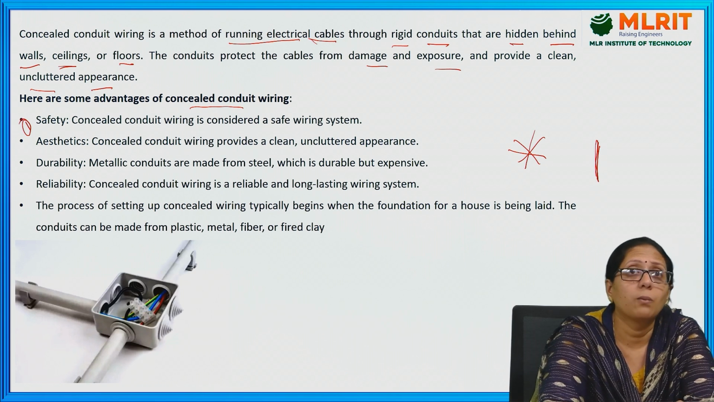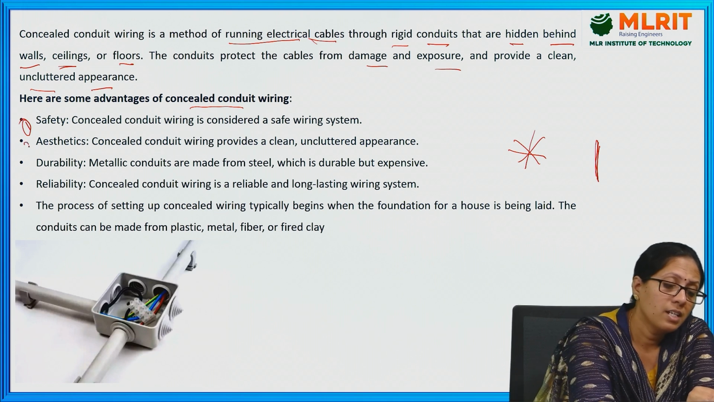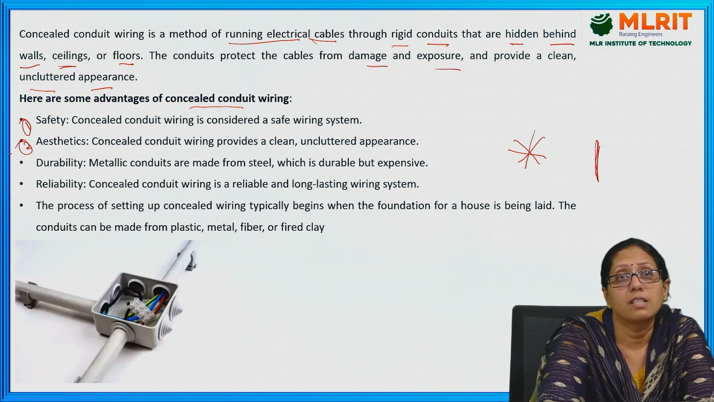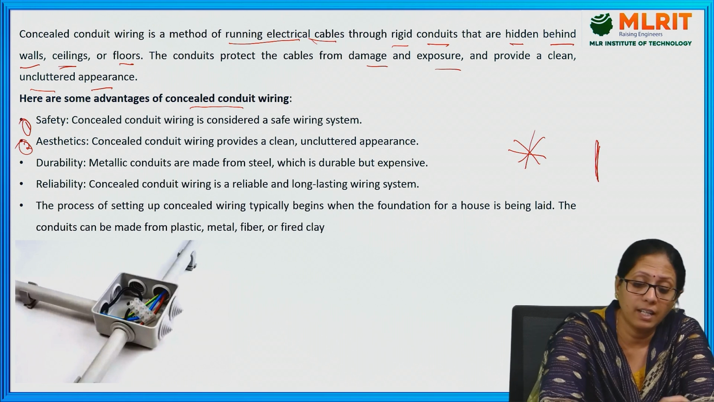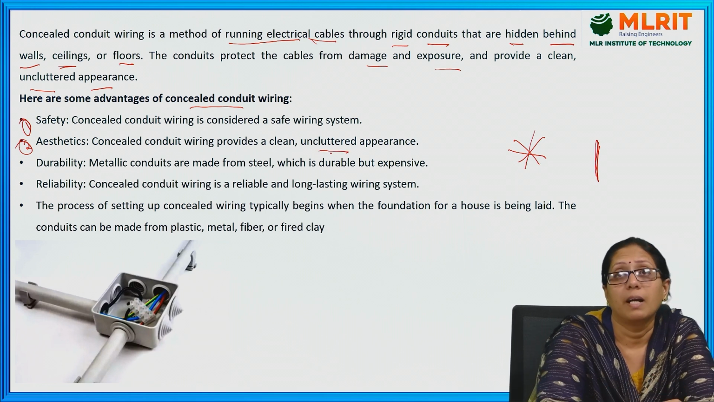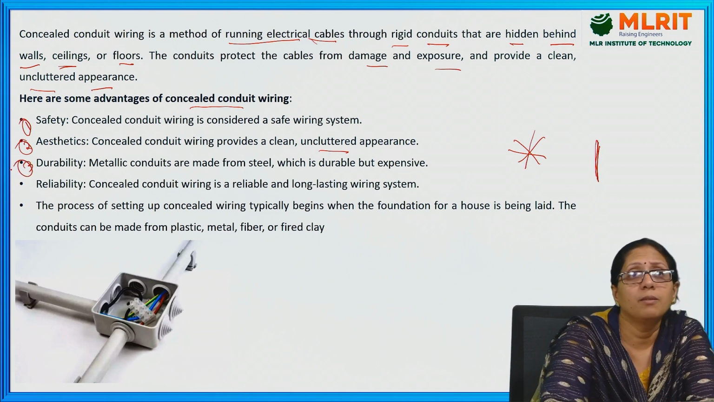Concealed conduit wiring is considered a safe wiring system. The second one is aesthetics. Concealed conduit wiring provides a clean and uncluttered appearance. The third one is durability.